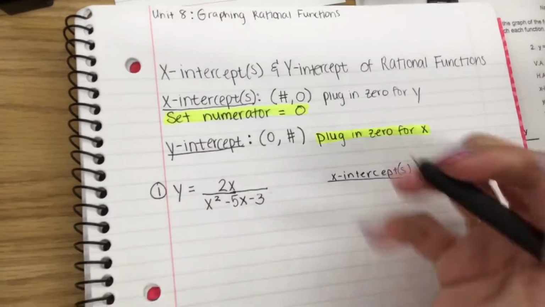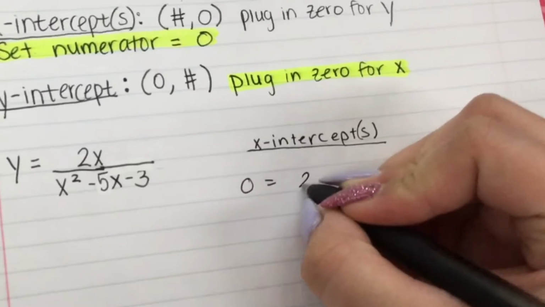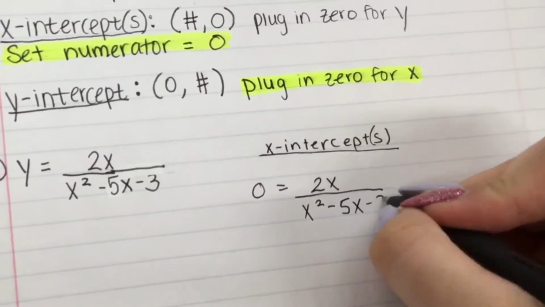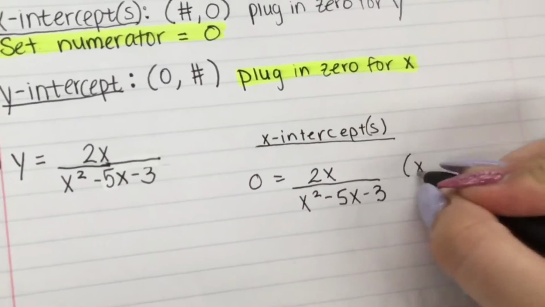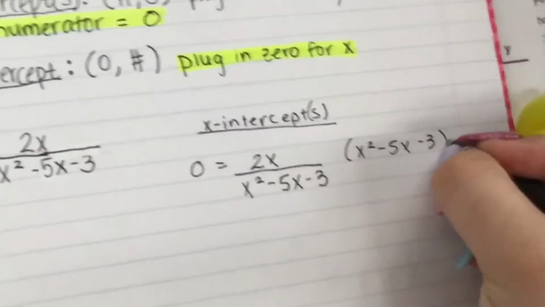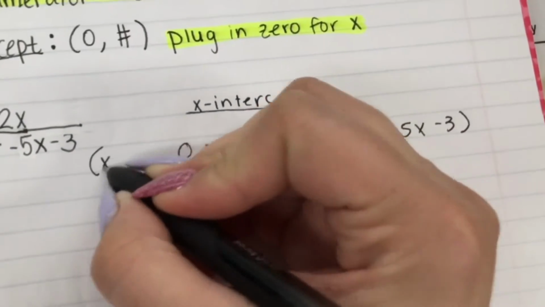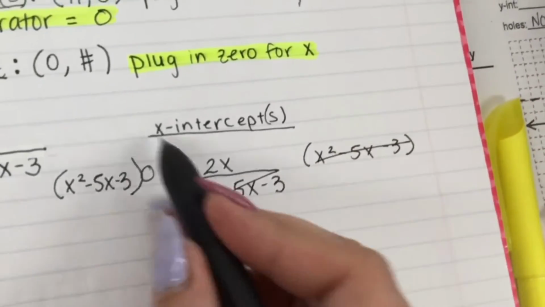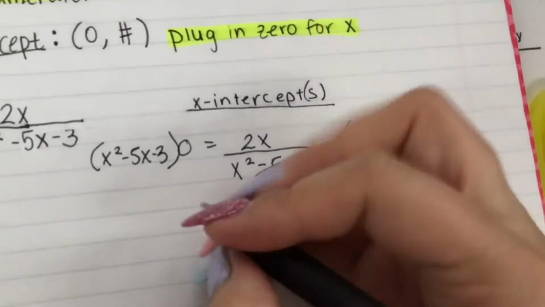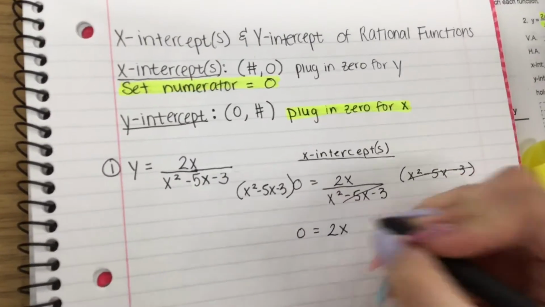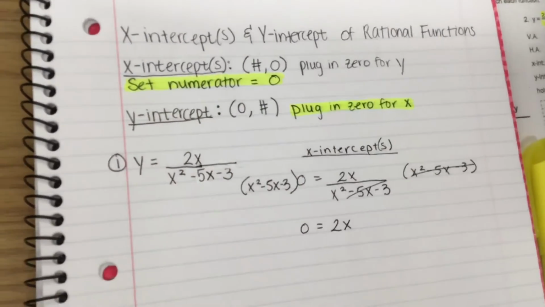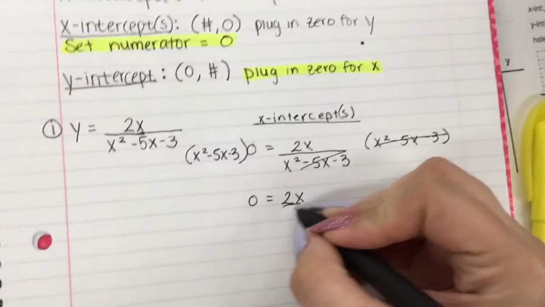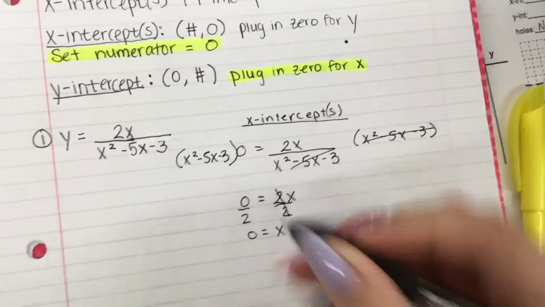So if I plug in 0 for y into this function, I've got 0 equals 2x over this quadratic trinomial in the denominator. If I want to solve for x here, I would have to multiply both sides of the equation by the denominator to get rid of that denominator. So I have to do that every single time. A rational function is a fraction, so I'd have to multiply by the denominator every time. So what's going to happen is that denominator is going to multiply out to give me 0 every single time, so I can just set the numerator equal to 0 as my quick trick to find the x-intercept.